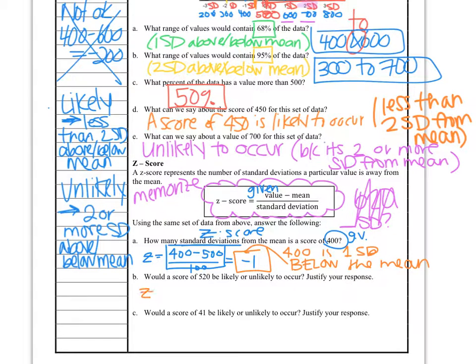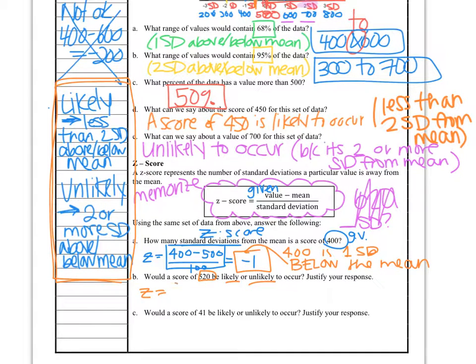So next we're going to see this random score of 520. I want to figure out, is it likely or unlikely to occur based on this set of statements over here? Less than 2 standard deviations above or below the mean is likely. 2 or more standard deviations above or below the mean is unlikely. It's very rare that it's going to happen.